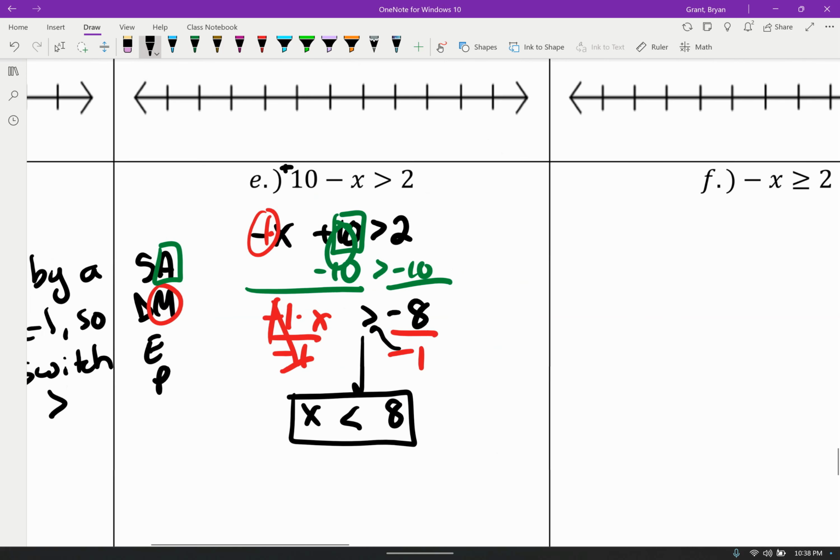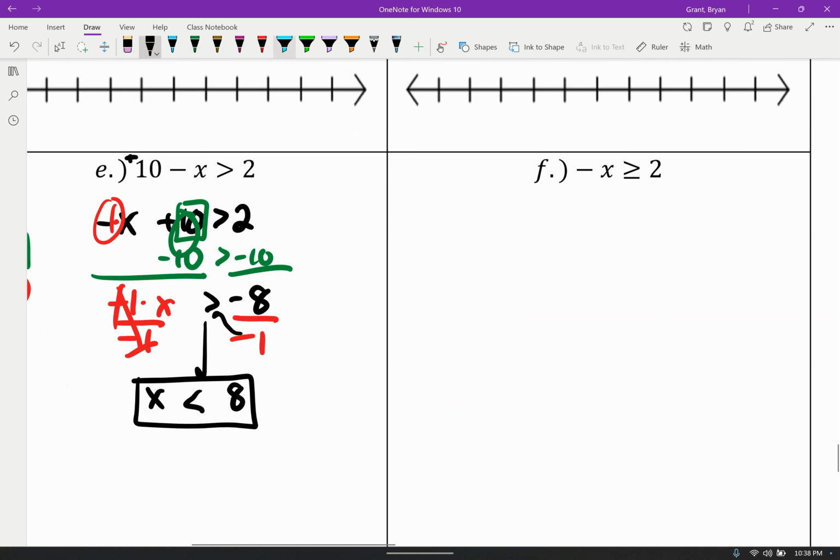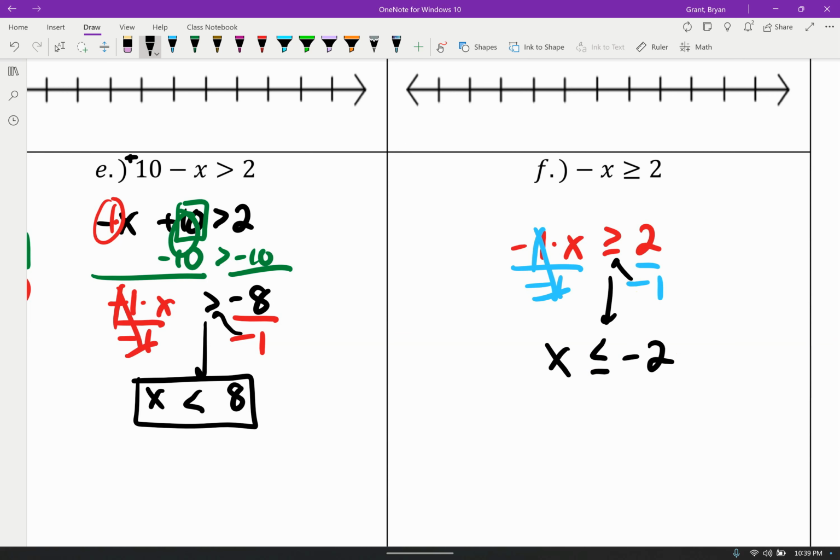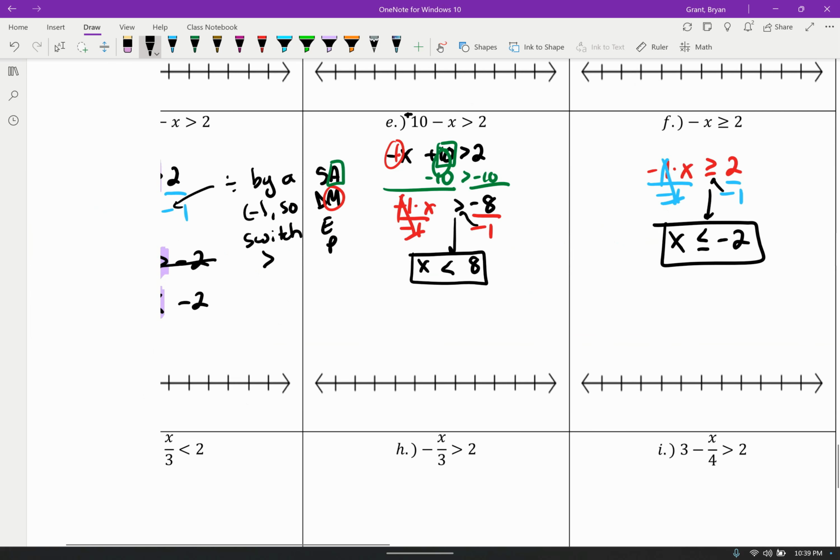Now that we're in the groove, we can move faster. Oh, we saw something like this before, didn't we? -1 times x greater than or equal to 2. Divide off the -1. We're left with x. Positive by a negative is a negative. And we divided by a negative, so flip the sign. Keep the equal to still, though. 3 to go.